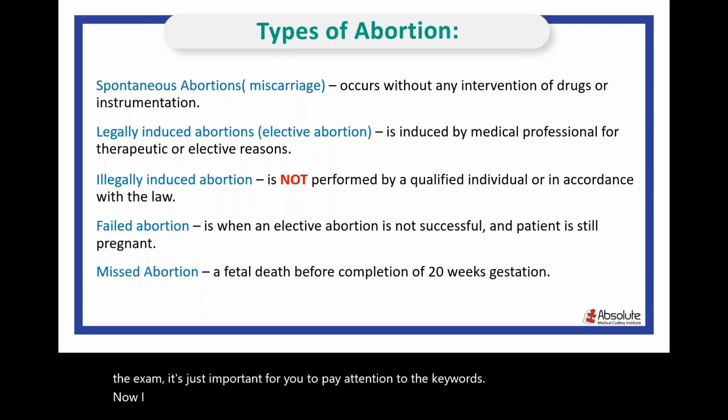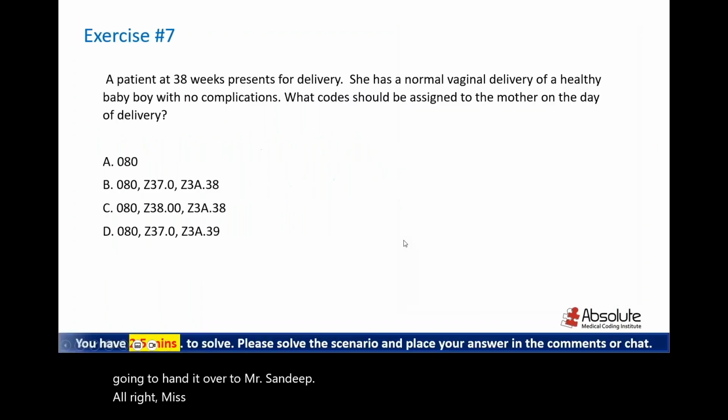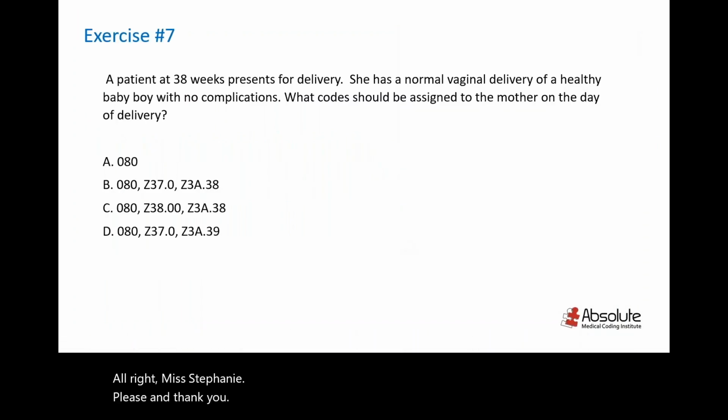Now, I have one scenario that I'm going to go over with you, let you all solve, and then I'm going to hand it over to Mr. Sandeep. All right, Miss Stephanie, please and thank you. Thank you. A: O80, Z3A.38. B: O80, Z37.0, Z3A.38. C: O80, Z38.00, Z3A.38. D: O80, Z37.0, Z3A.39. A patient at 38 weeks presents for delivery. She has normal vaginal delivery of a healthy baby boy with no complications. What code should be assigned to the mother on the day of delivery? Your time begins now.